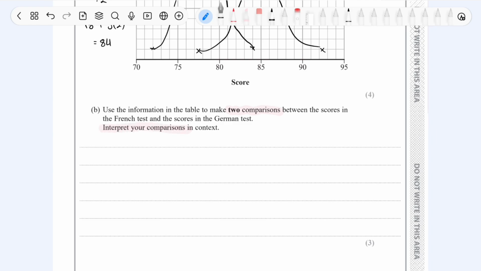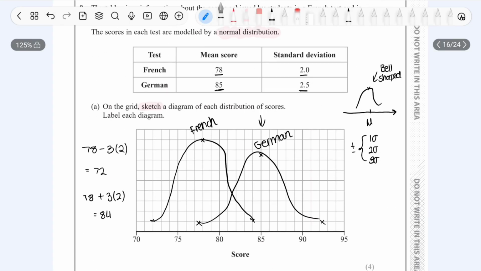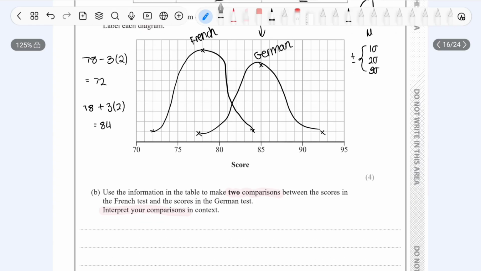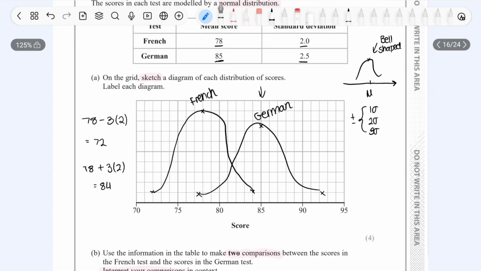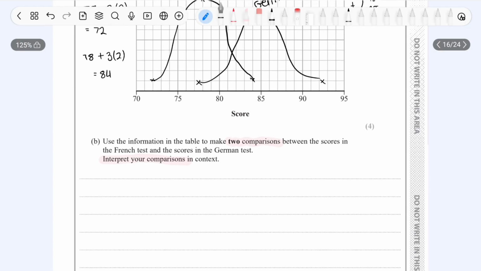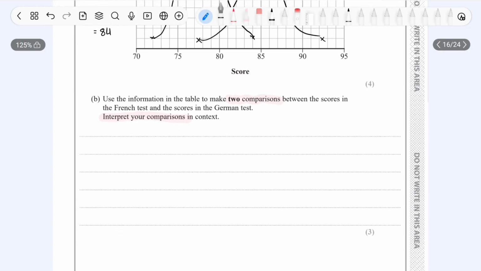So when we're doing this, we basically just need to look at what the table's given us, and it's given the mean and the standard deviation. Now the mean generally indicates that German tests had a higher average score than the French, and its higher standard deviation suggests that it's more spread out. That's basically the answer. I'll write that down now.